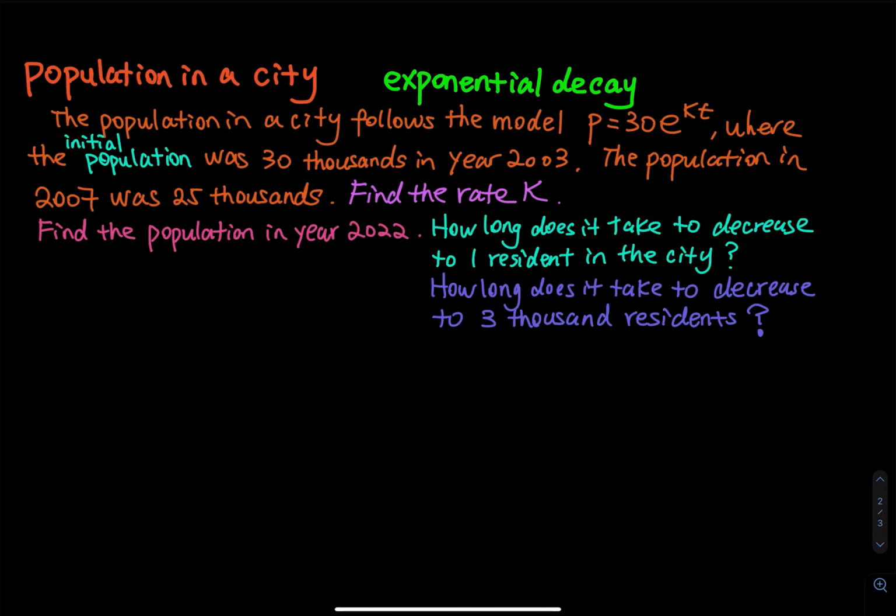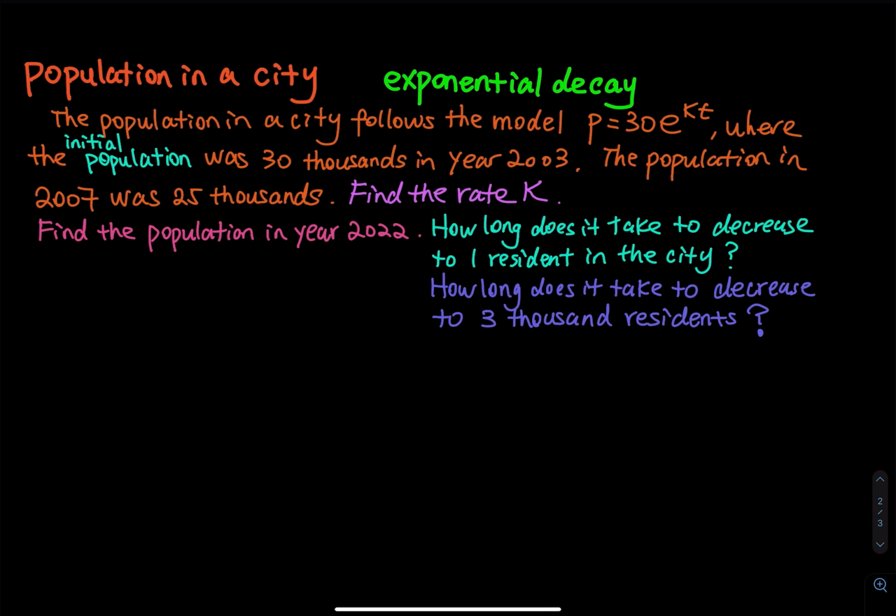Here is an exponential decay problem. This problem is about population in a city. The population in a city follows the model P equals 30 times e to the kt, where the initial population was 30,000 residents in 2003. So this 30 represents 30,000 residents in 2003. I said initial population, right? So that means 2003 was the initial year.